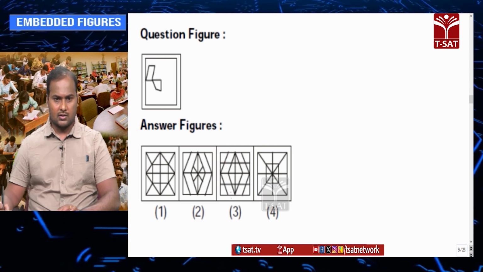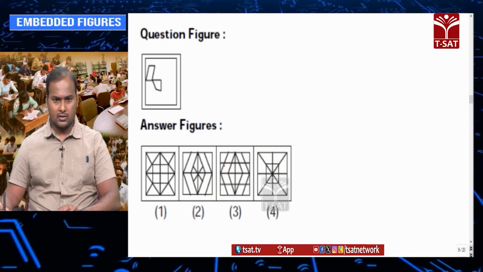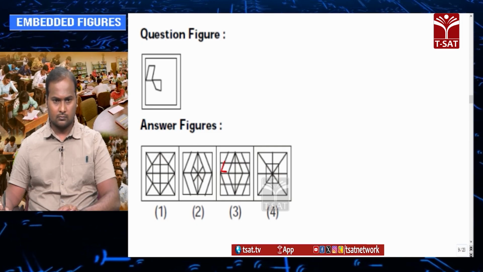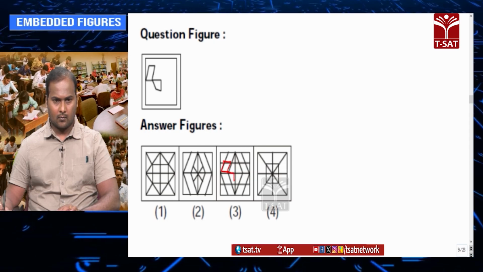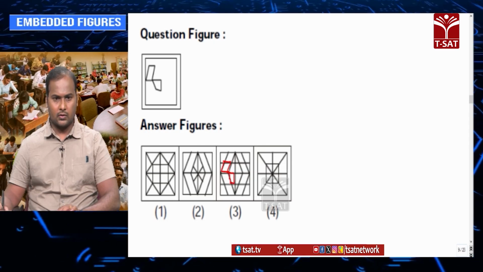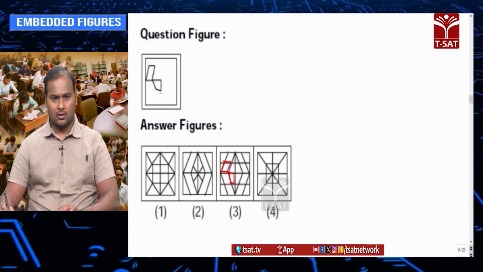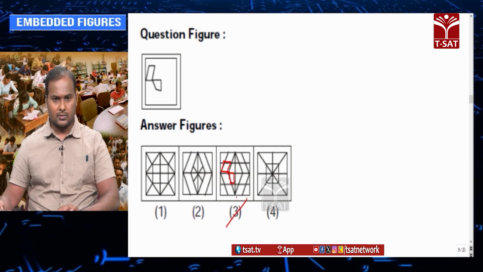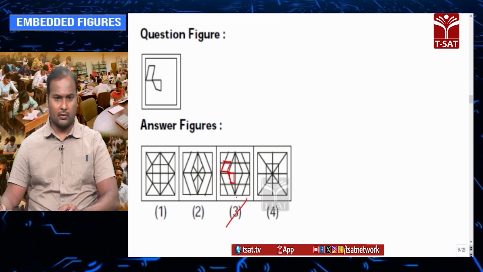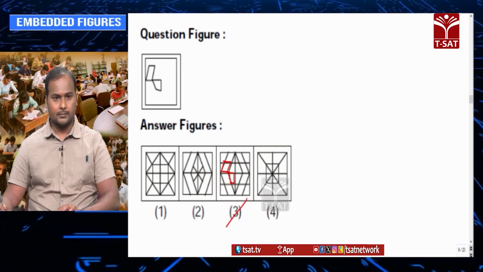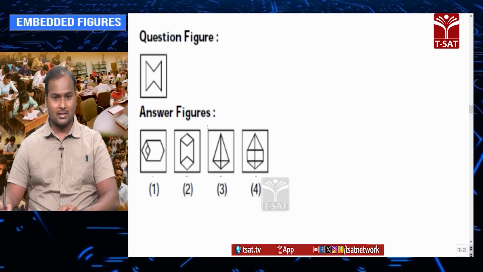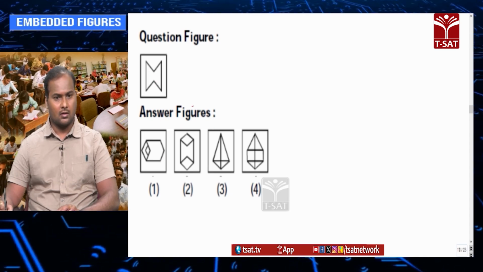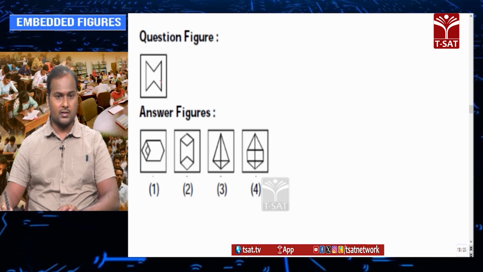See here, the answer is option 3. So let's check how this is option 3. So you can clearly see the question figure in option 3. So then your answer will become option 3. See here, in this case obviously it is a very easy question because there are fewer lines. I said fewer lines, less confusion, more easy.